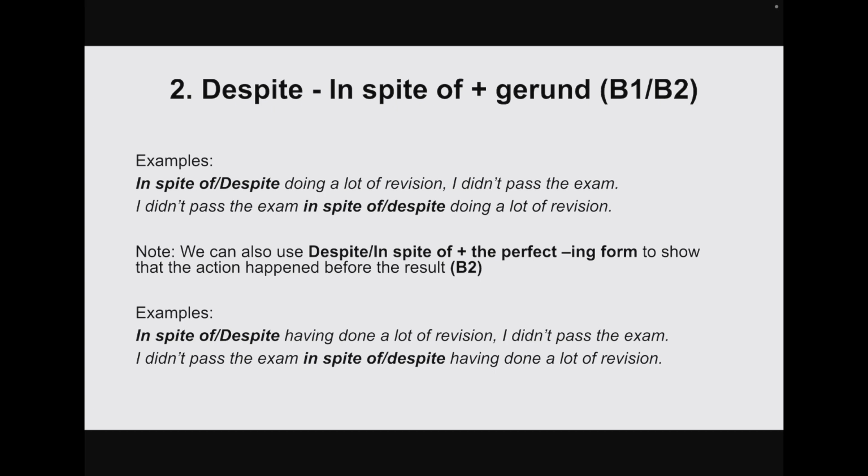Note that we can also use despite and in spite of plus the perfect ing form to show that the action happened before the result. This is a B2 level expression, and here are some examples. In spite of having done a lot of revision, I didn't pass the exam. I didn't pass the exam in spite of having done a lot of revision.